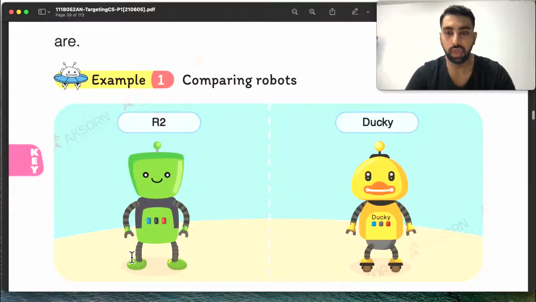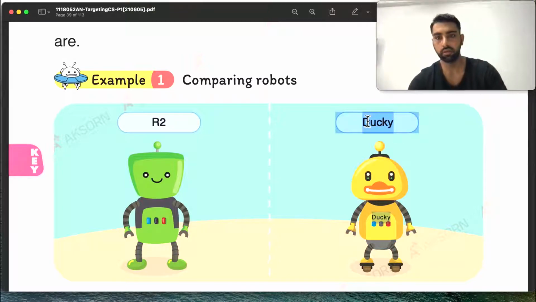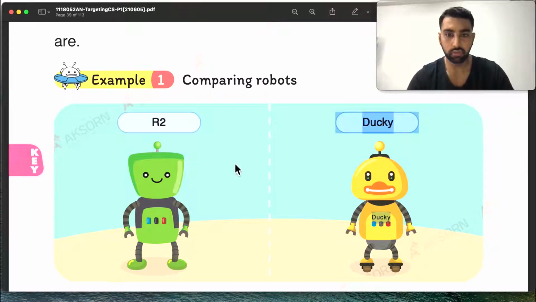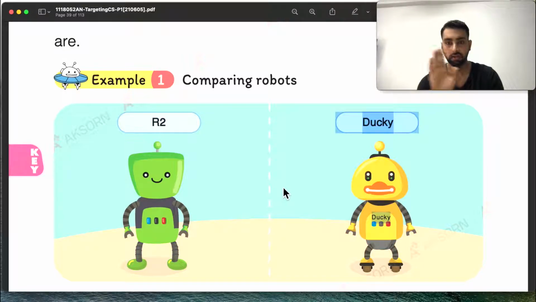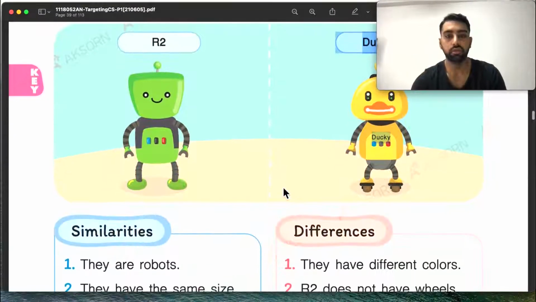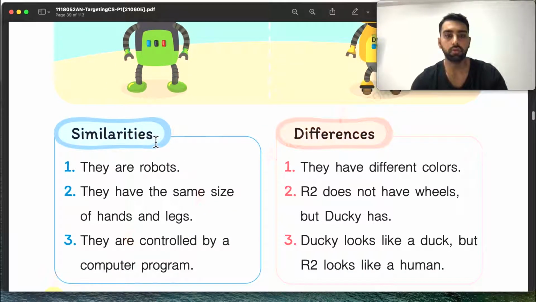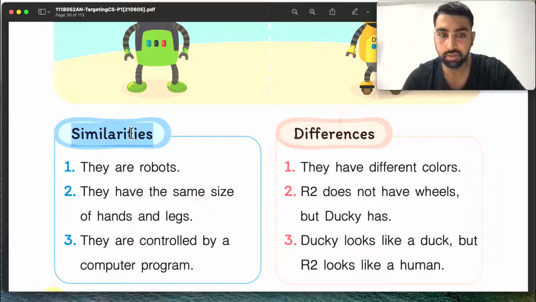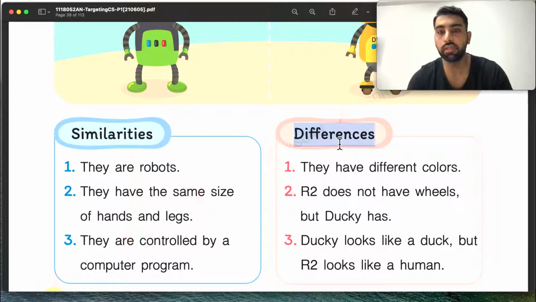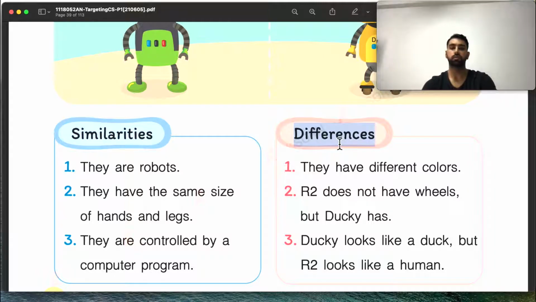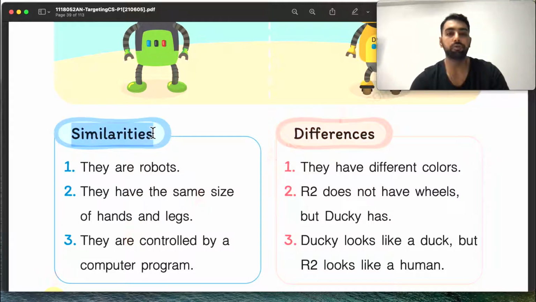Okay, so we have two robots. R2, its name is R2, and this one's name is Ducky. We have to compare what is the same and what is not the same, or different. You see, here is the same, here is not the same. This is what we call similarities. And this is what we call differences. So in this one we have to put what is the same.